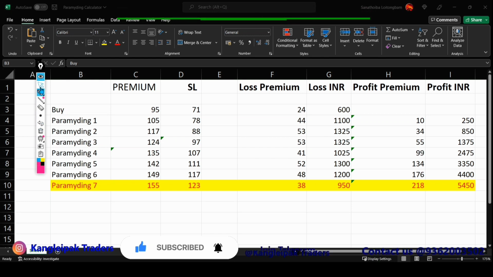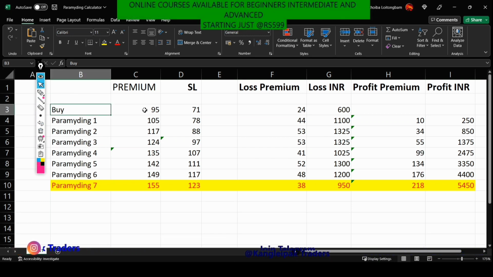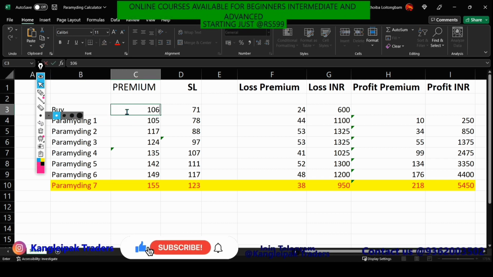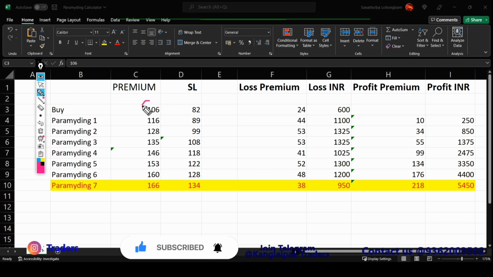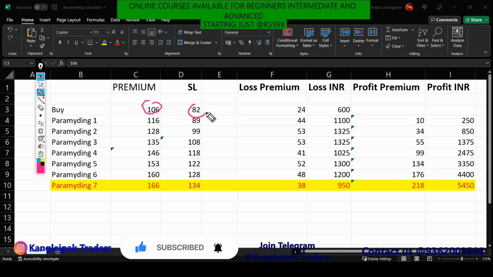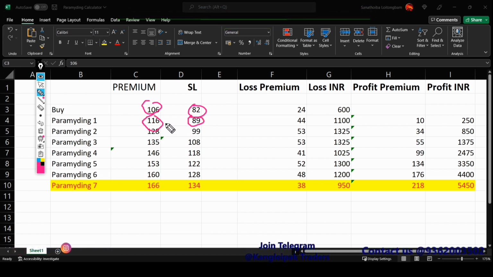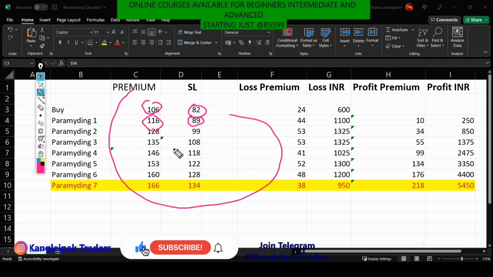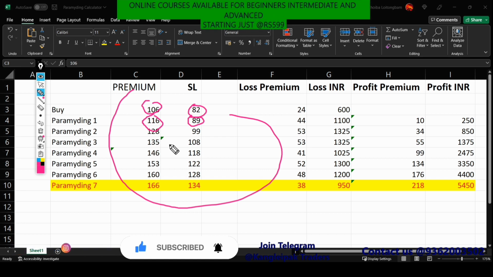So let's say you want to buy at 106. This is how you will see it: you bought at 106, and your next stop loss will be 82. Then buy your next position at 116, and your stop loss will be 89. So this calculator will show you where you should buy and where you will enter for the next quantity. Everything will be shown here.